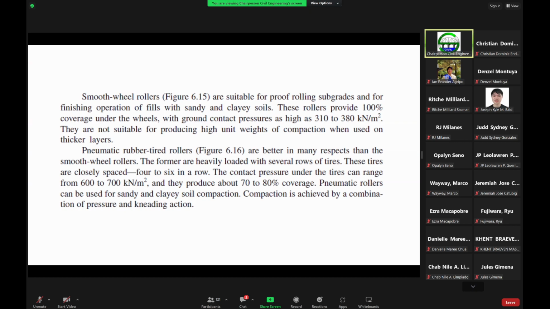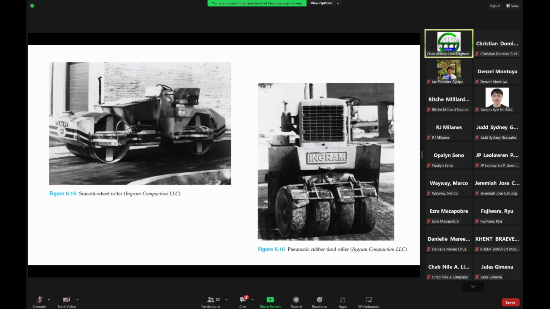Now, for the pneumatic rubber tired rollers, these are better in many respects than the smooth wheel rollers. These are usually heavily loaded with several rows of tires, wherein each tire is closely spaced, say 4 to 6 in a row, such as this one here. This is a pneumatic rubber tired roller.